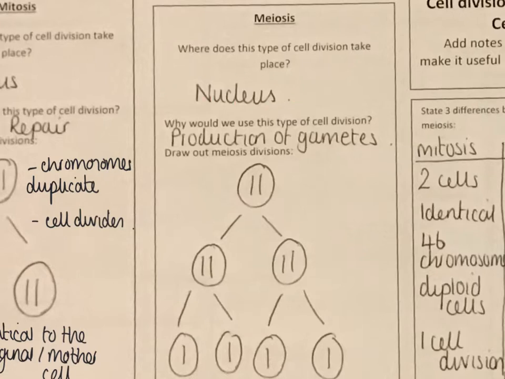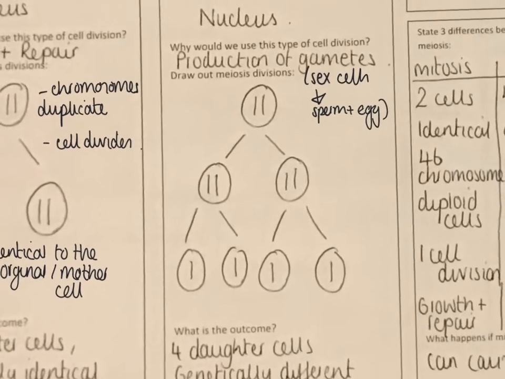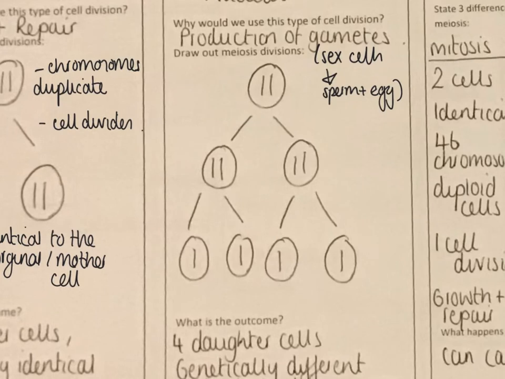Why would we use it though? We use it for the production of gametes, and if you can't remember what gametes are, they are our sex cells, okay, so our sperm and egg cell. Then we're going to draw out meiosis divisions. Okay. We essentially have the exact same as mitosis.